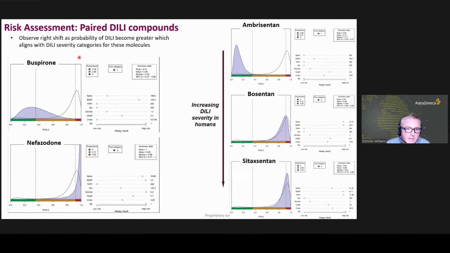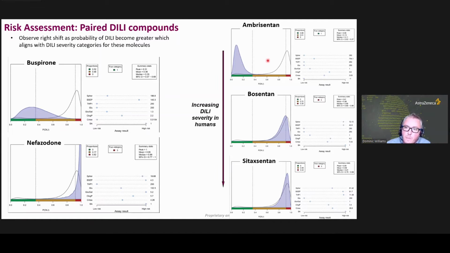And often paired DILI compounds give confidence as to whether an assay is good at predicting DILI. And these compounds have high Tanimoto chemical similarity. And so buspirone and nefazodone are very similar in chemical structure, but have very different clinical risk profiles.